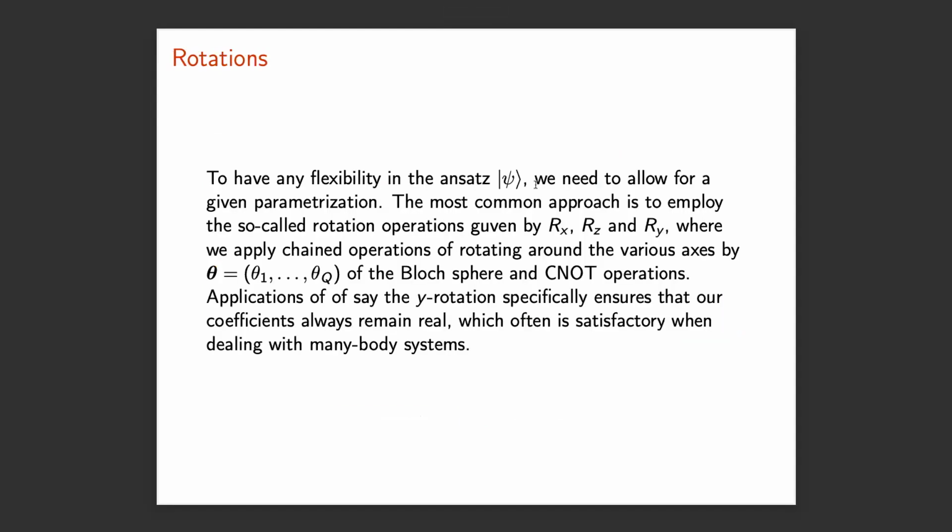So to have any flexibility, we need to allow for a given parameterization. And the most common approach is to employ rotation operators given by the Pauli X, Z, and Y matrices, where we apply chained operations of rotations around the various axes. And we can perform CNOT operations, etc. Now we will start with a 1 qubit case, which is very simple, and then we don't need to involve a 2 qubit gate. But you will see that these are going to be needed when we have a more complicated Hamiltonian, which goes beyond the 1 qubit case. So one step at a time.